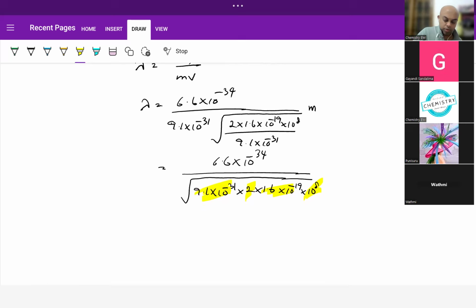I will give you the answer, but you should do the math. So this answer is 1.22 into 10 to the power minus 13 meters. You should take the log books and do the math. Okay, this is the answer. I hope everybody is clear on this one.